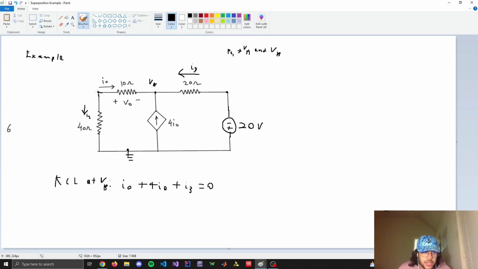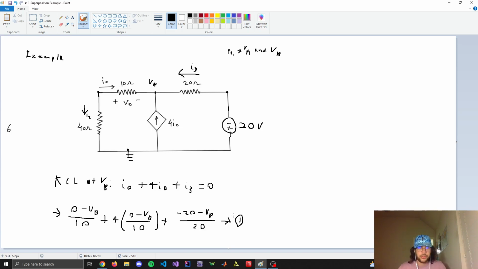So I0 is going to be this voltage here, and there's going to be no voltage drop there. So 0 minus VB over 10, plus 4 I0, which is 0 minus VB divided by 10, plus I3, which is -20 minus VB divided by 20. And then this is just going to be equation number 1. We just need to solve for VB.